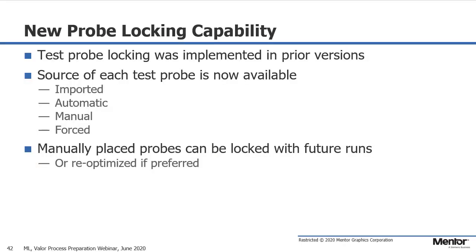In previous versions, the probe locking was added, and now it has been updated in 12.9 with new attributes that inform the user of the source of a test probe. The four states are imported, for those that were imported from a CAD file, automatic, for those that were placed by the probe placement engine, manual, for any probe that was manually changed by the user, and forced, for probes that were placed using the force probe capability. The probe locking was updated to use the manual probe source attribute depending on user preference during subsequent probe placement runs.